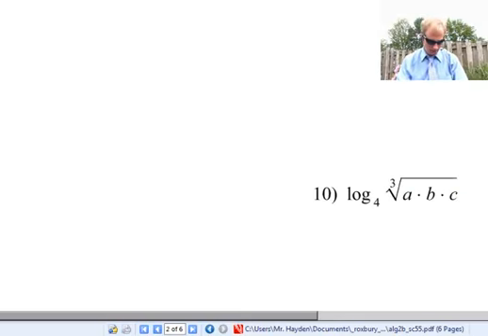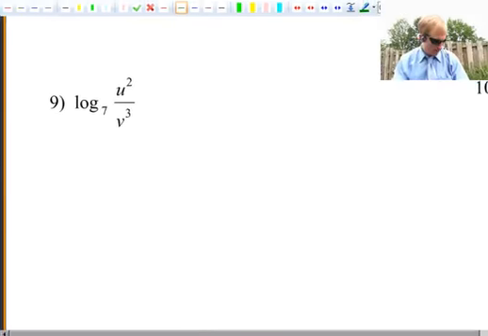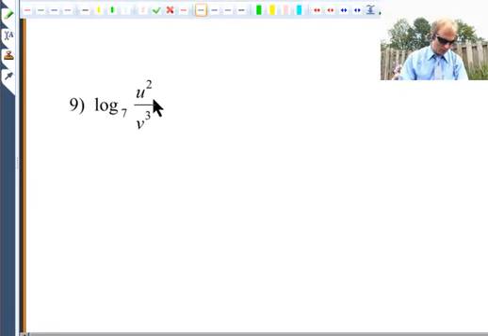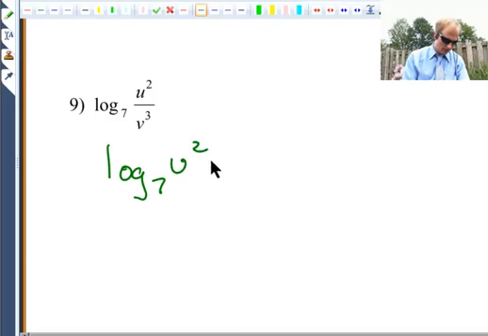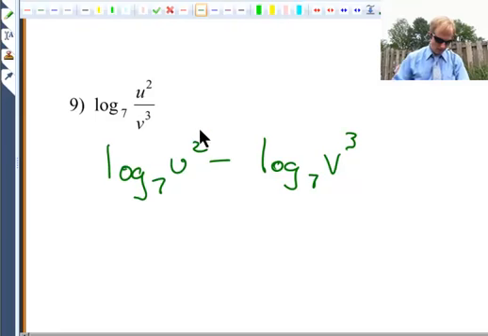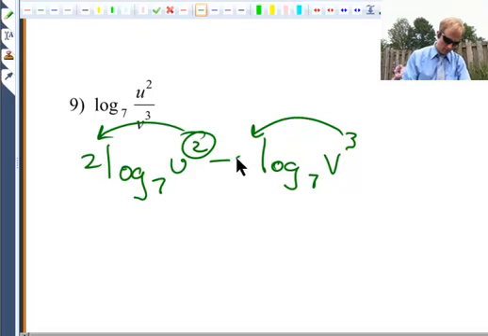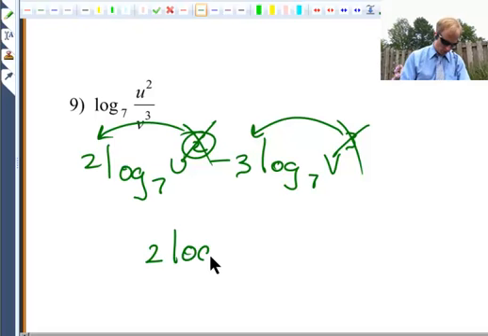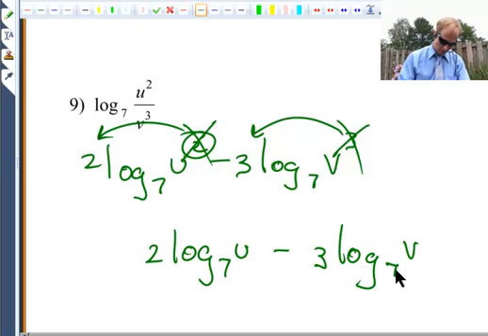And the next problem to expand, I once again have a quotient, so I'm going to turn that into a difference. And then each of those exponents are going to become multipliers, and they're going to disappear as exponents. So my final answer is going to be 2 log u base 7 minus 3 log v base 7.